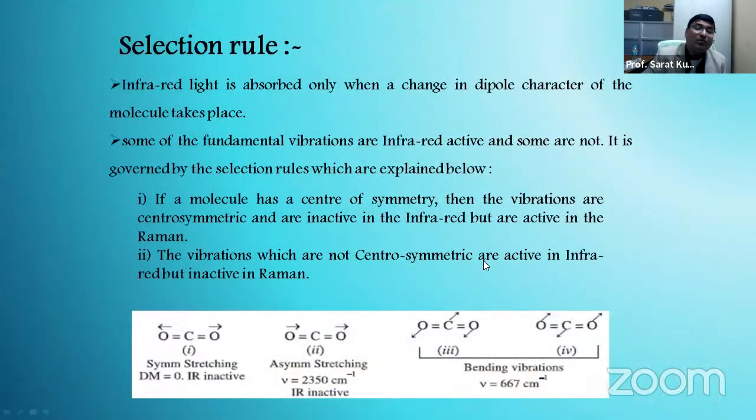There is a selection rule. What is the selection rule in infrared spectroscopy? If infrared light is absorbed, there is a change in the dipole character. I have shown how the change in the dipole character occurs. Suppose the dipole moment is 0, like carbon dioxide. Symmetrical stretching is IR inactive. IR inactive means if you expose it, you will not get any band. Similarly, asymmetric stretching is also IR inactive.